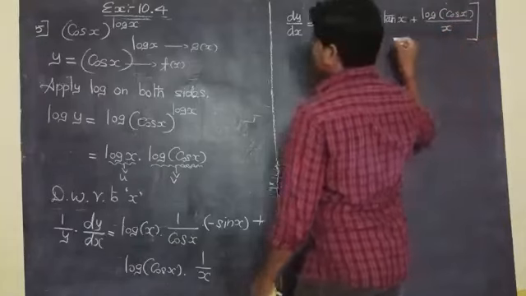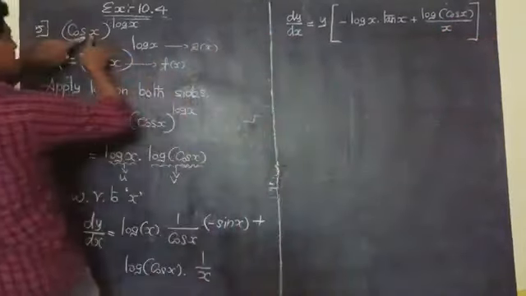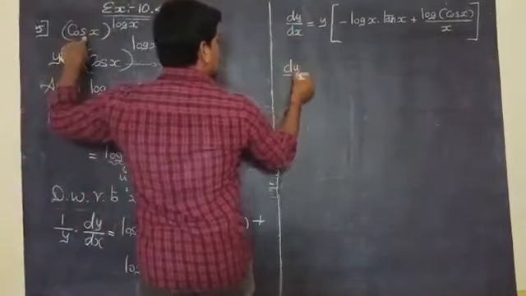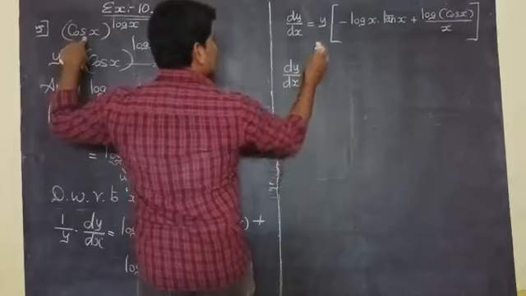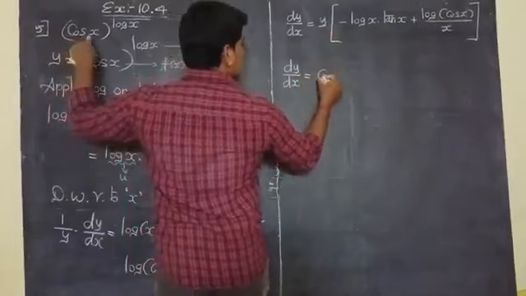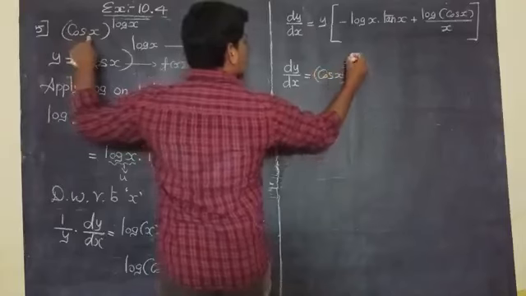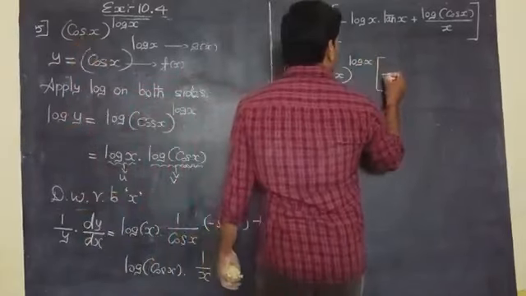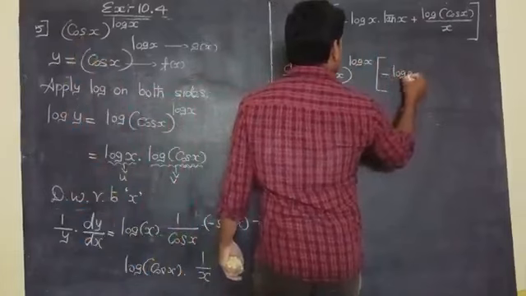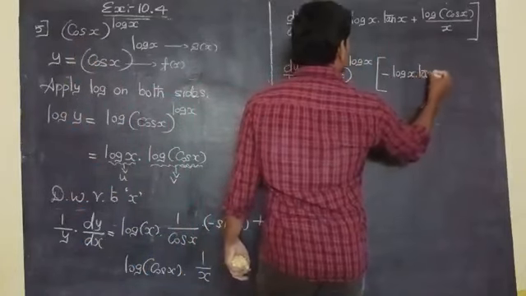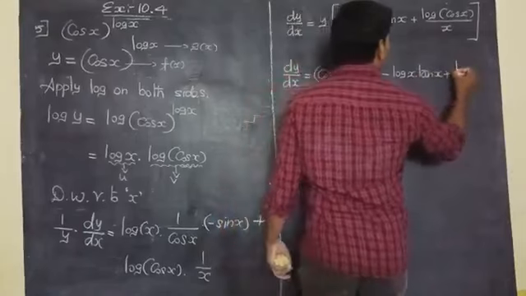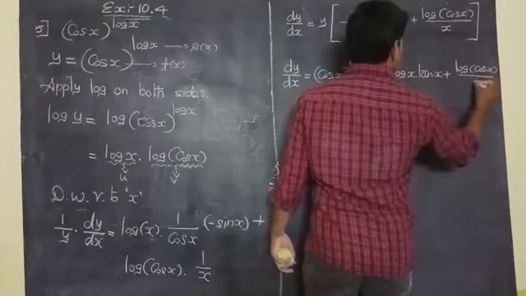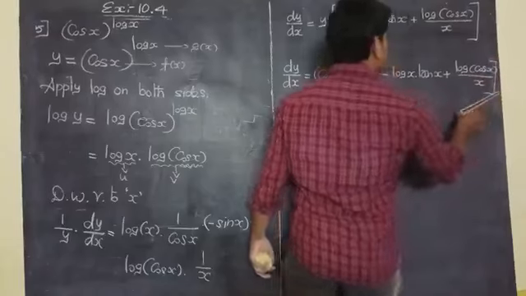Now replace y equal to cos x whole power log x. Here dy divided by dx is equal to y, which is cos x whole power log x, into the remaining: minus log of x into tan x plus log of cos x divided by x, which is the required result.